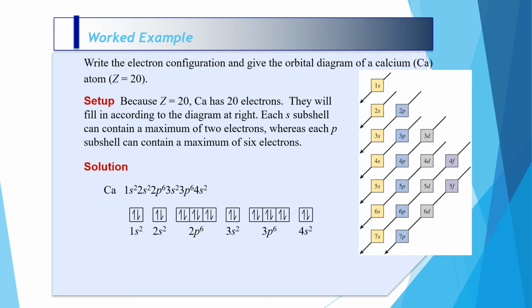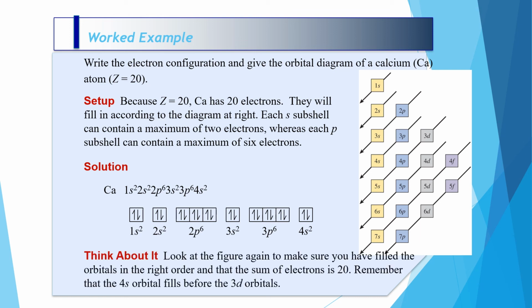Okay, children, so you just think about it. Look at the figure again to make sure you have filled the orbitals in the right order. Then the sum of the electrons should be 20. Remember that the 4s orbital fills before the 3d orbitals. So you need not worry about it if you remember the diagonal formula properly. If you practice this diagonal figure properly, then you need not worry about writing down the electronic configurations.